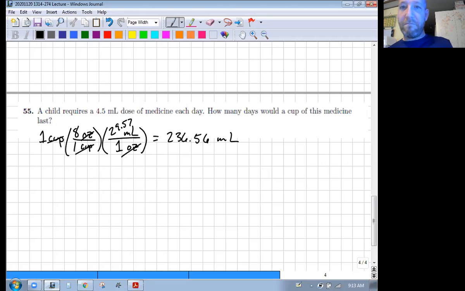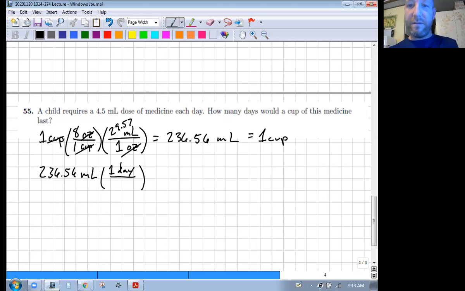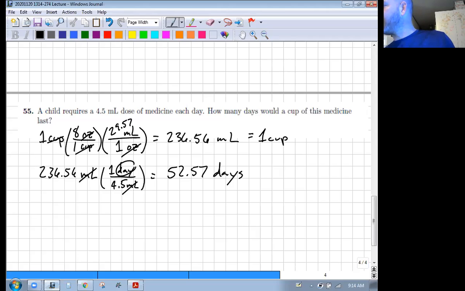All right. So 1 cup is 236.56 milliliters. So if they're doing this much every day, and we have this many milliliters, how many days would that last? Well, we take 236.56 milliliters times 1 day per 4.5 milliliters. So you can see all we're doing is taking the total milliliters in a cup, dividing it by the milliliters in a dose, and we're going to end up with units of days. So we have 236.56 divided by 4.5 equals 52.57 days. So 1 cup gives you quite a ways, almost 2 months of medicine.